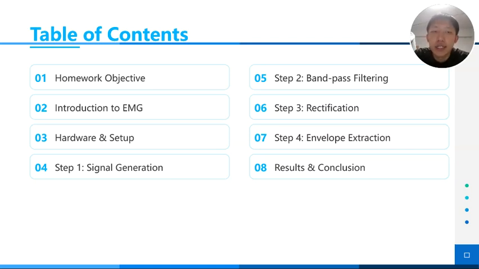The presentation will follow this structure, starting with the homework objective, a brief introduction to EMG, then the hardware setup, followed by a step-by-step walkthrough of the signal processing code, and finally a summary of the results and the conclusions.